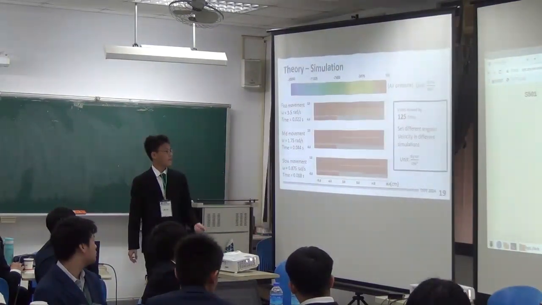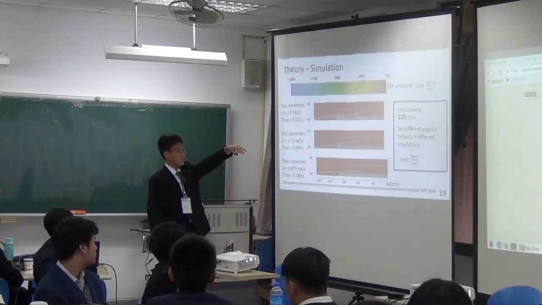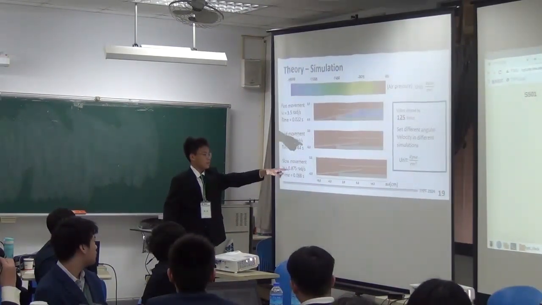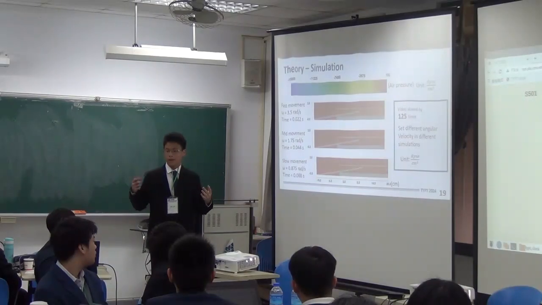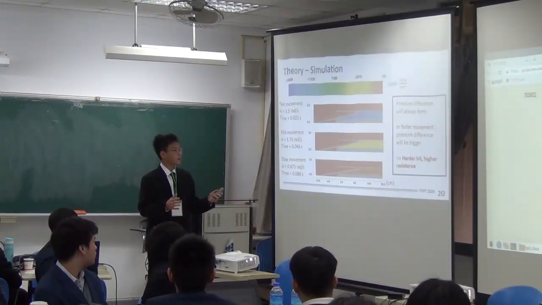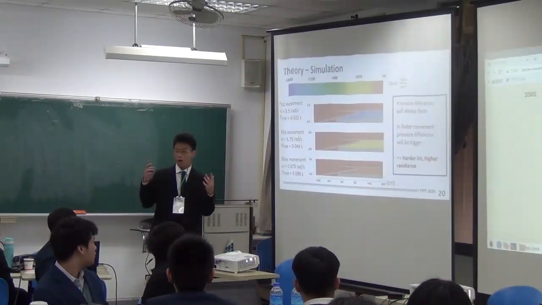The color here means the air pressure. And then I set different omegas for the rulers, which is the angular velocity, and here's fast, middle, and slow. These videos are slowed by 125 times compared to real life. If we look at the final frame, we can see the different pressure differences. And the pressure difference will always form.